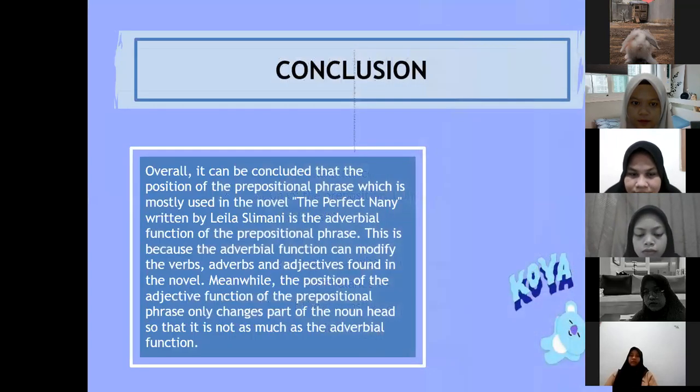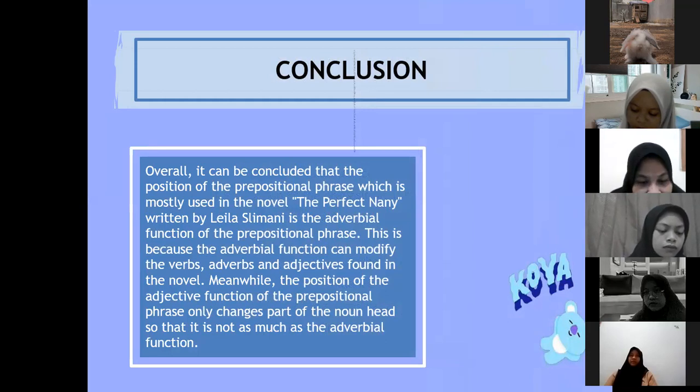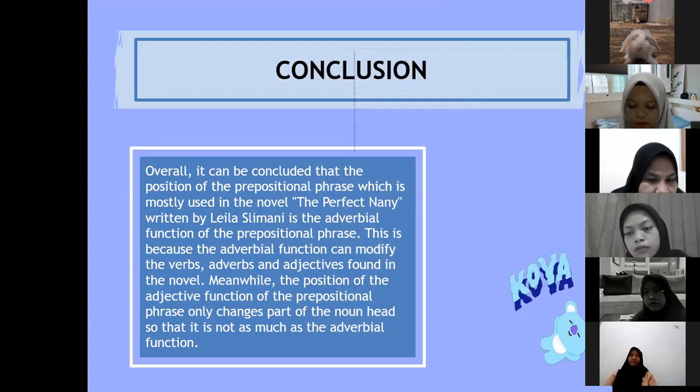Next. The conclusion. Overall, it can be concluded that the position of the prepositional phrase which is mostly used in the novel The Perfect Nanny, written by Leila Slimani, is the adverbial function of the prepositional phrase. This is because the adverbial function can modify the verbs, adverbs, and adjectives found in the novel. Meanwhile, the adjective function of the prepositional phrase only changes part of the noun head, so it is not as frequent as the adverbial function.